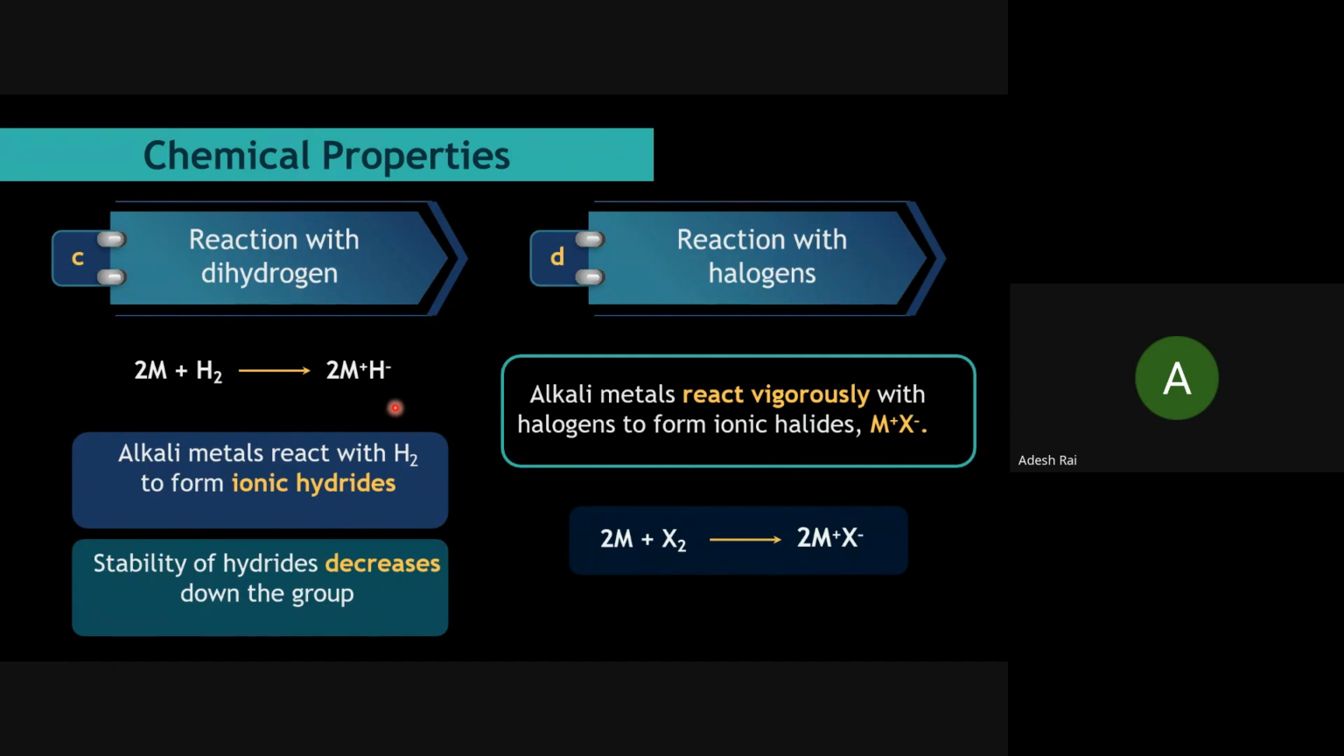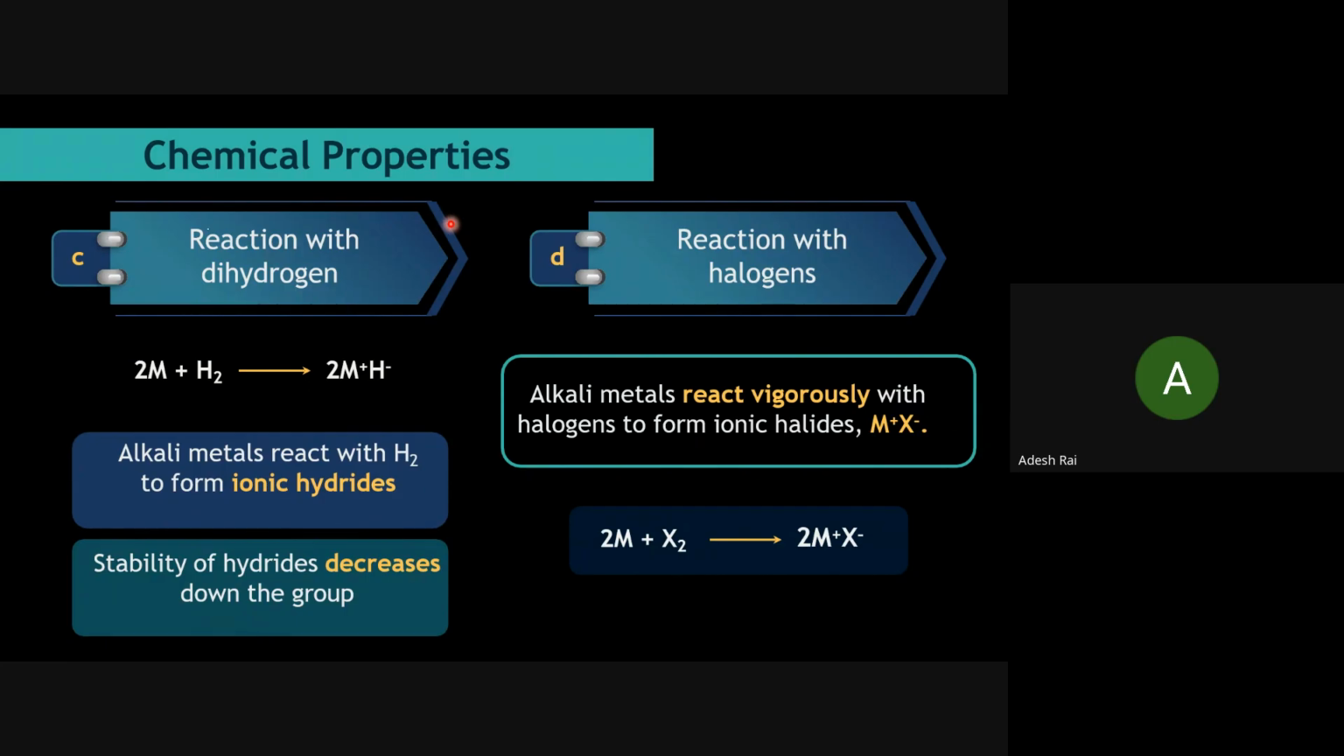Understood? Therefore, stability of hydrides down the group decreases. If bond strength is less, it will break easily, so stability will be less. Got my point? So when an alkali metal reacts with dihydrogen, it forms metal hydride. They are ionic in nature, and down the group, the stability of hydride will decrease.